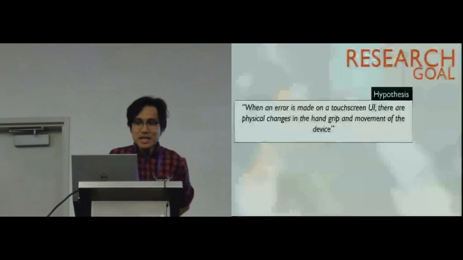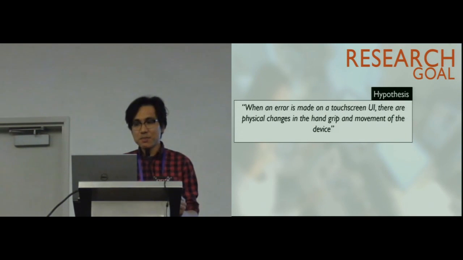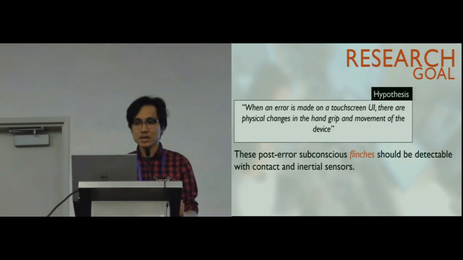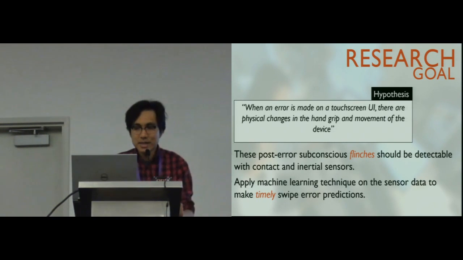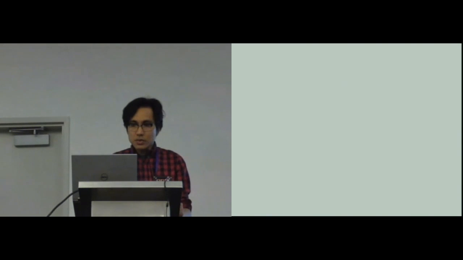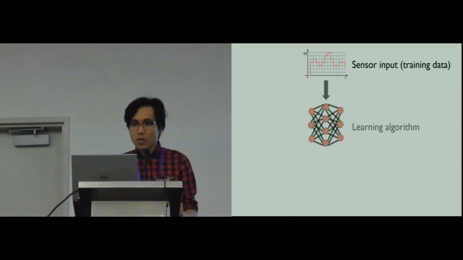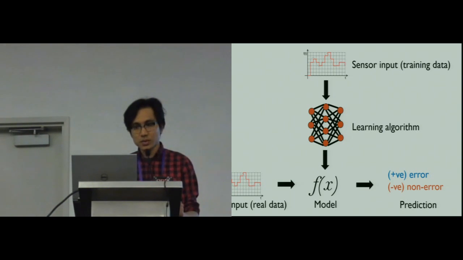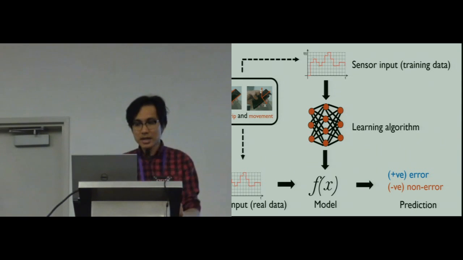In this work, our hypothesis is that when an error is made on the touchscreen, there are physical changes in the hand grip and movement of the device. These subconscious subtle flinches can be detected using contact and inertial sensors. In order to detect this error, we apply machine learning techniques on the sensor data. Our detection technique consists of input from mobile device sensors, which are then passed to the machine learning algorithm. We derive a swipe error model, which is then used to make swipe error predictions on new and unseen mobile sensor input. Here, we use two sensor inputs, hand grip and hand movement data.